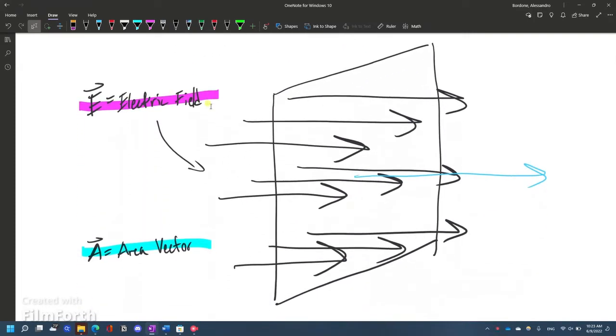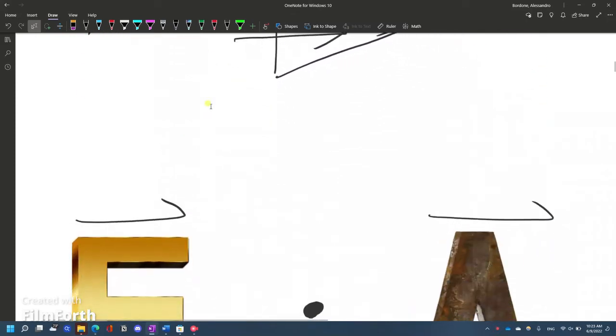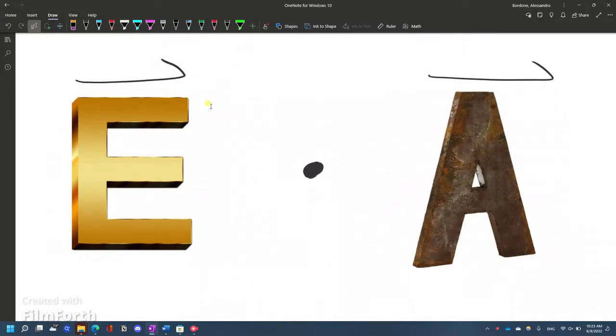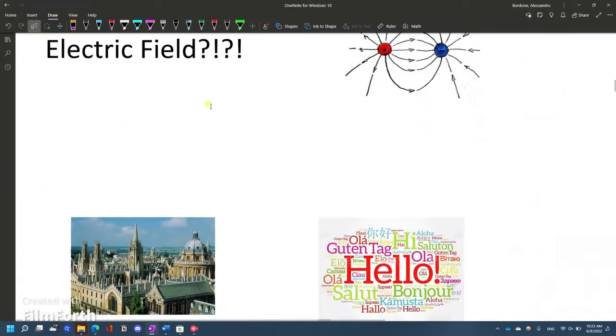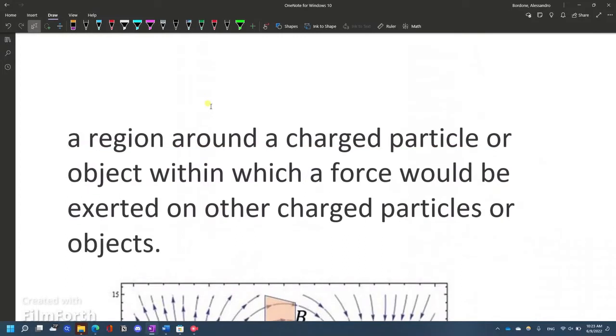You'll notice there is an area and an electric field. To solve for electric flux, we must first know two important things, being E, the electric field, and A, the surface area vector. Let's start with the simpler of the two, being electric field. An electric field is, according to Oxford Languages, a region around a charged particle or object within which a force would be exerted on other charged particles or objects.